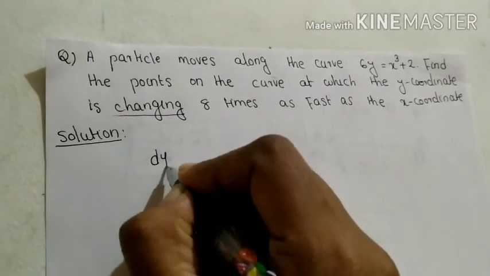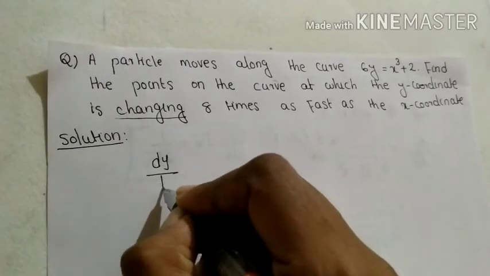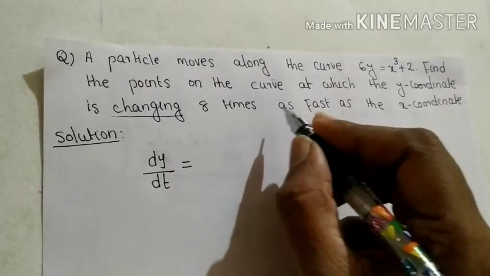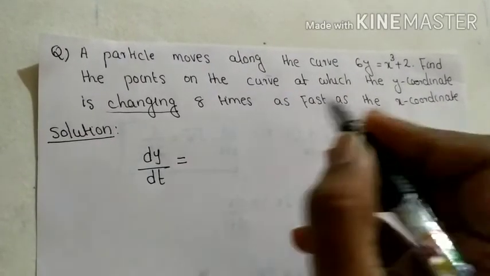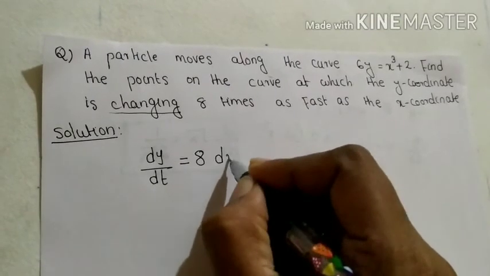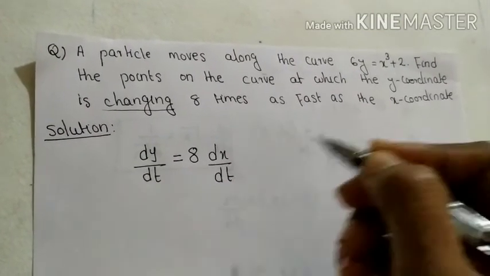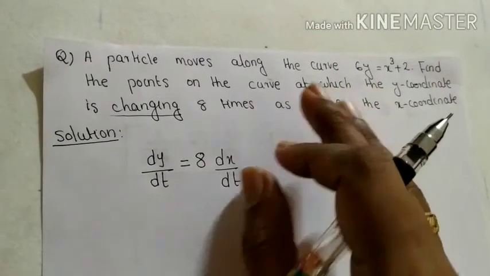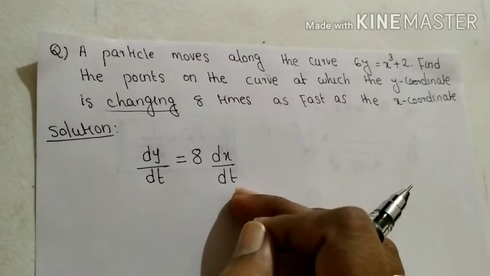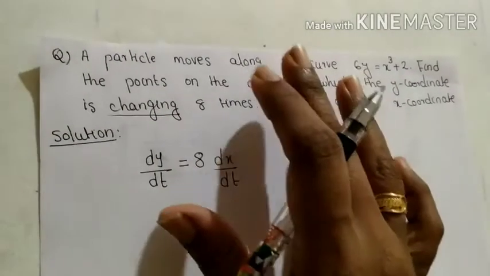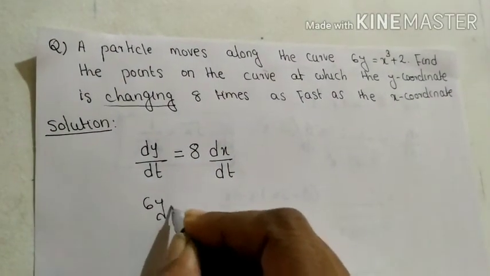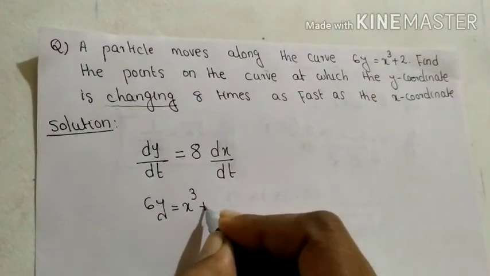That means dy by dt equal to 8 times as fast as the x coordinate. That means 8 into dx by dt. So the given condition is that dy by dt equal to 8 into dx by dt. Okay. The equation of the curve is given as 6y equal to x cube plus 2.